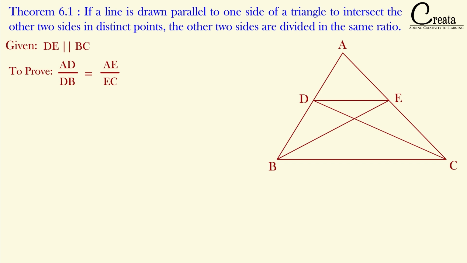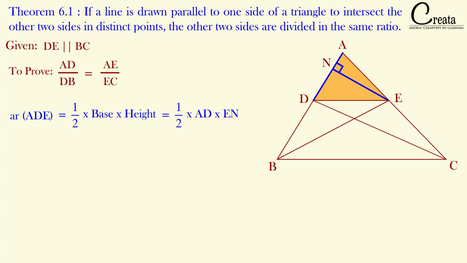Here, what will be the area of the triangle ADE? That will be half into base into height. Let's draw the height. If we take the base as AD, what will be the height or the perpendicular? The perpendicular will be EN. This is EN, which is perpendicular to AD. That will be the height of this triangle if we are taking the base as AD. So the area of this triangle will be half into AD into EN. Simple, got it? Nothing special.